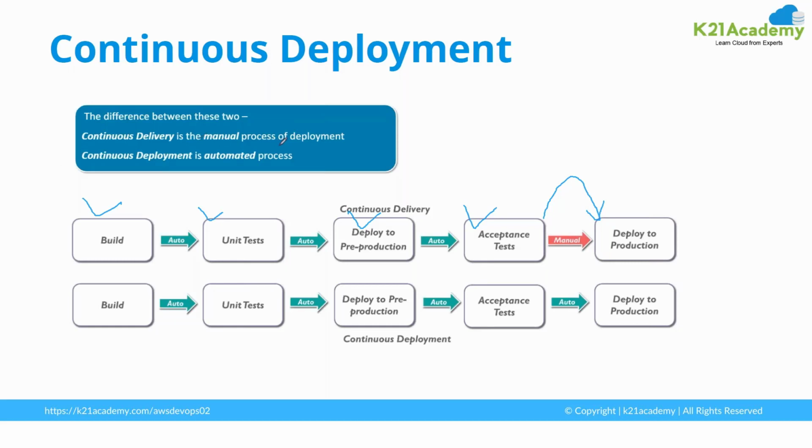And what is continuous deployment? Continuous deployment is a fully automated process. That is, here you do a source code commit, it will go through all the phases, and whenever it is all successful, it is going to automatically deploy it into production as well. And in most of your companies, wherever you're working, most of the companies will be doing continuous delivery, not continuous deployment.